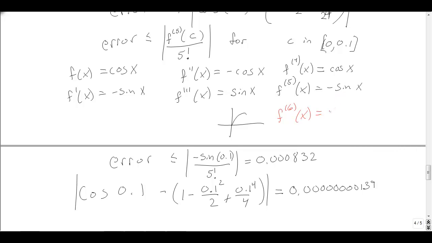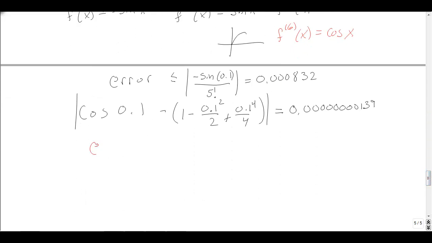6th derivative, let's see, would be a cosine x. And so then it tells me my error is at most cosine. Okay, now we got to think about this. Cosine x from 0 to 0.1, the graph of cosine x starts at 1 and goes down. So I really want a cosine of 0 is where it's maximized. That's at 1. So it should be 1 over 6 factorial. That's 1 over 720. That's not really helping us a lot here.